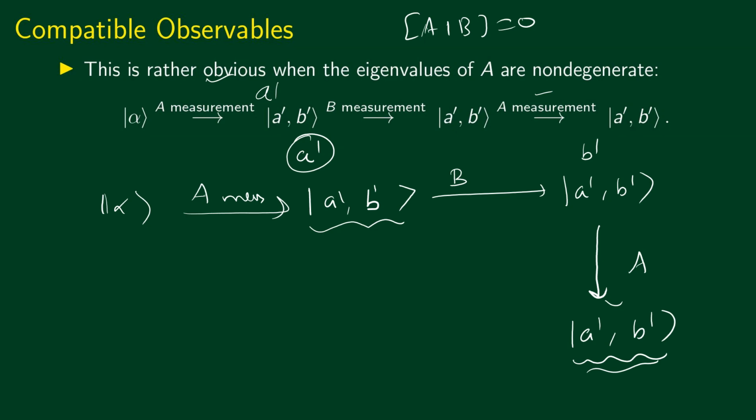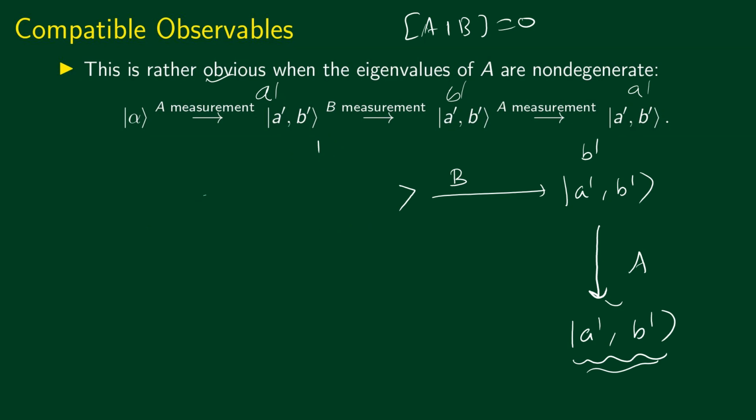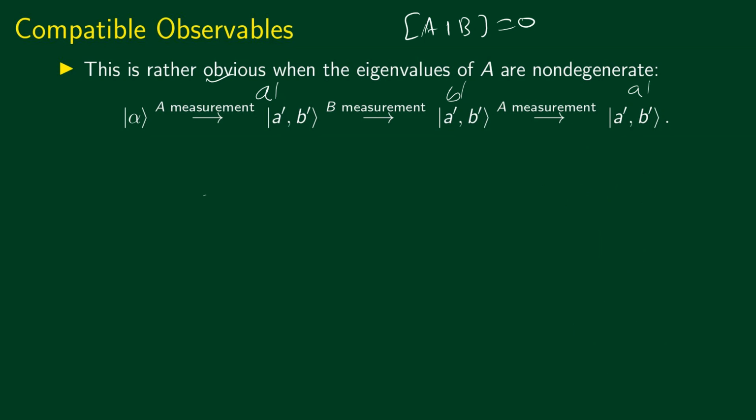The second measurement is the B measurement, and let's say that I got an eigenvalue B prime. Now on the same state, I'm measuring A and I'm going to get A prime again. This is just applying the measurement theory. This means that the information is not lost. So the measurements of A and B are not incompatible. The measurement of B does not destroy any previous information regarding observable A.